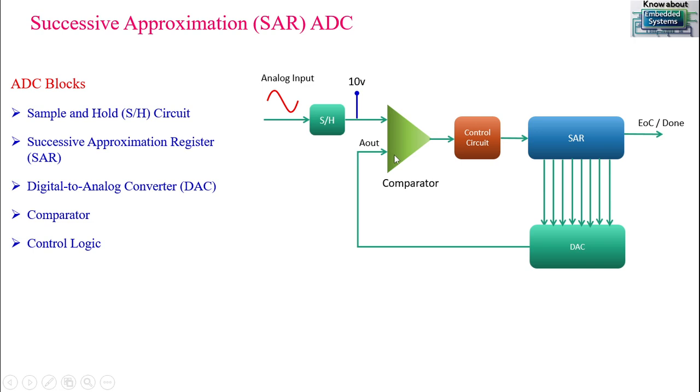One input of the comparator, and the second input to the comparator is taken from the analog input. Here you can see this is my analog input, and from this analog input we have given it into the sample and hold circuit, and this sample and hold circuit will produce your sample signal. Here you can see this is my sample signal, and the sample signal has an analog voltage of 10 volts.